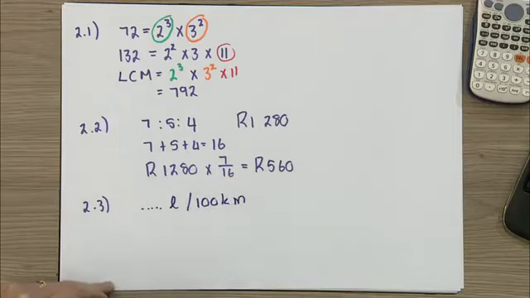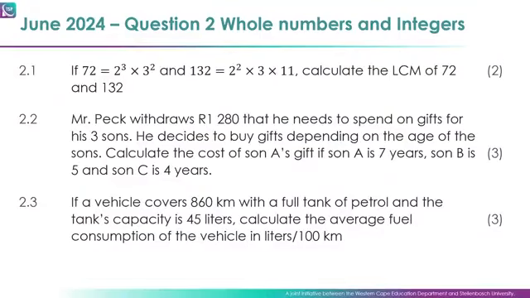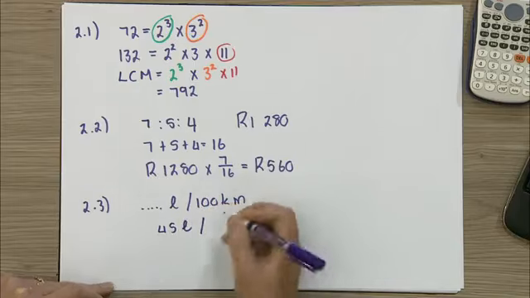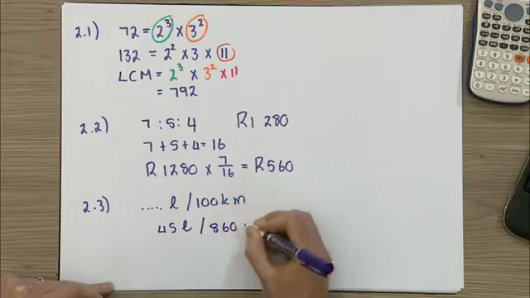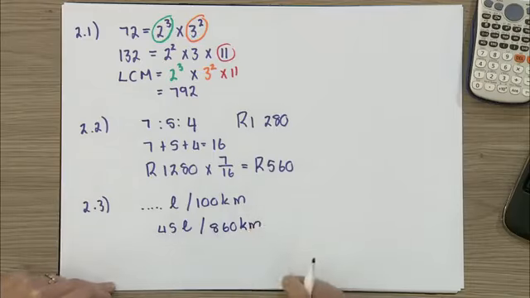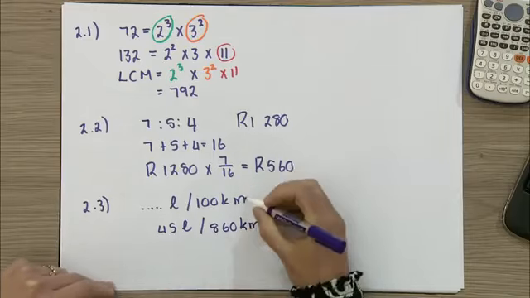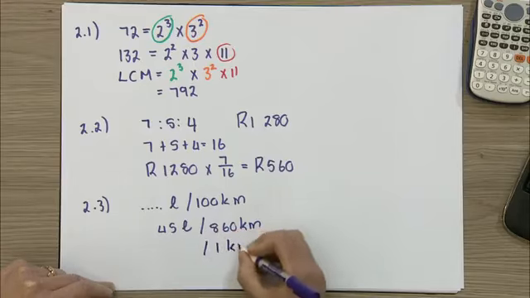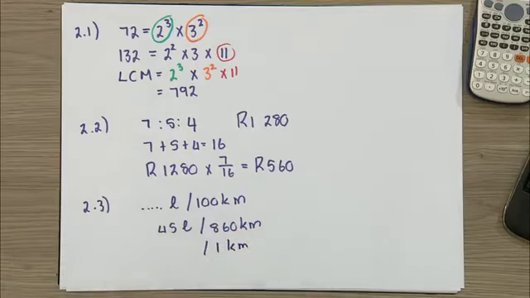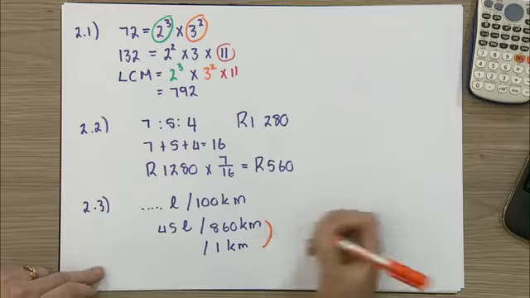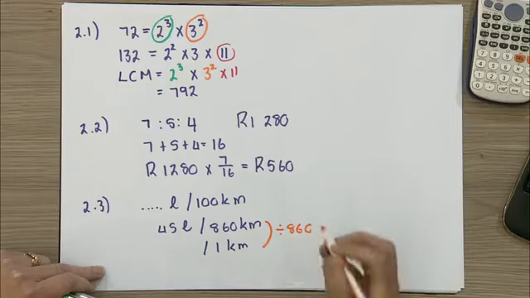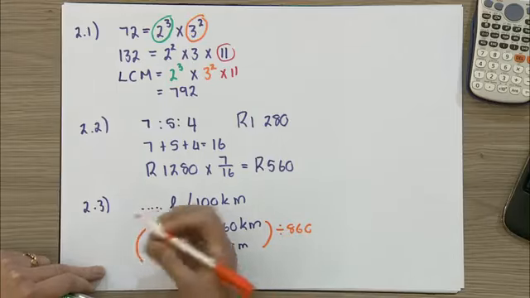So let's write down what they've given us. They've told us how much petrol I can put in the tank: 45 liters. And with that, I can drive 860 kilometers. So to know for 100 kilometers, I first need to know what it will be for 1 kilometer. So how do I do that? I'm going to divide 860 by 860 to get to 1. But what I do on the right, I must do on the left.